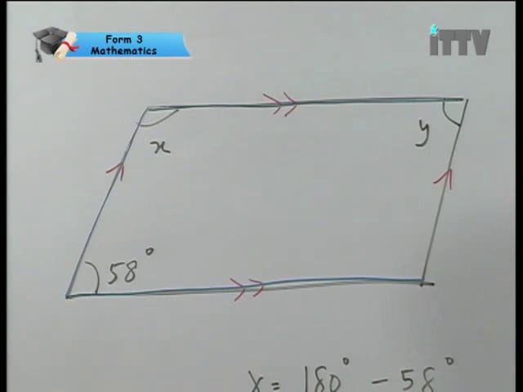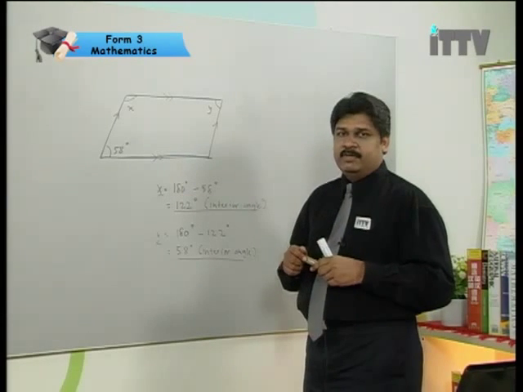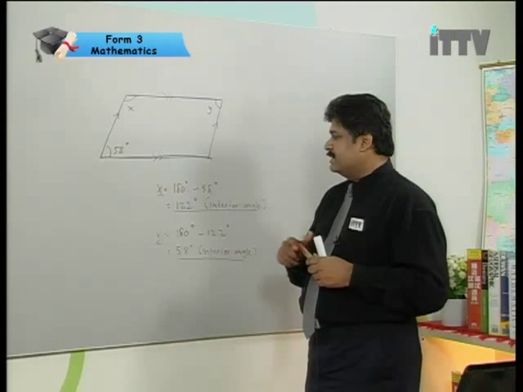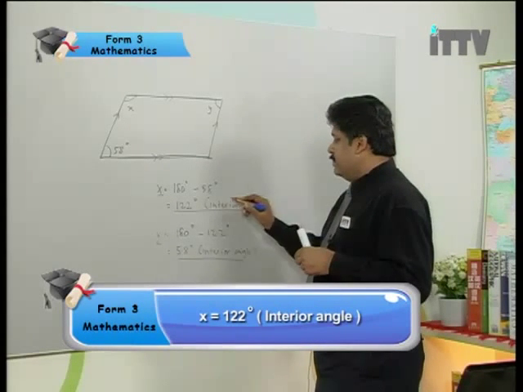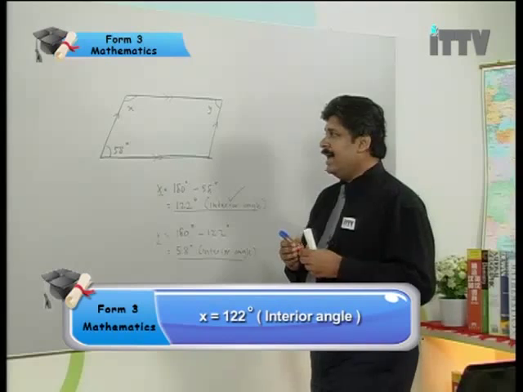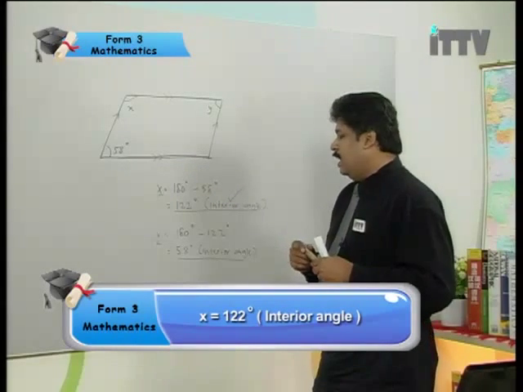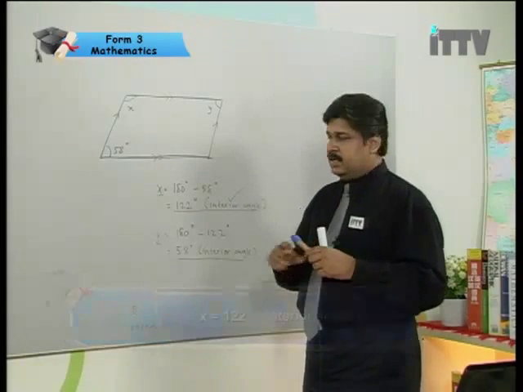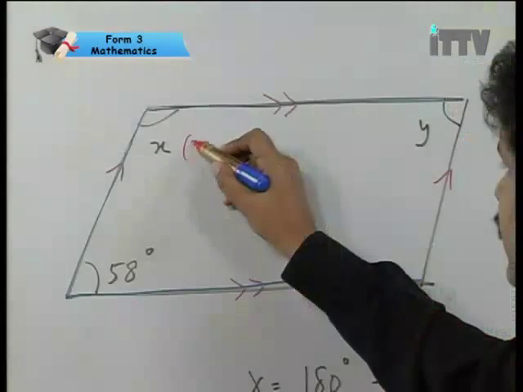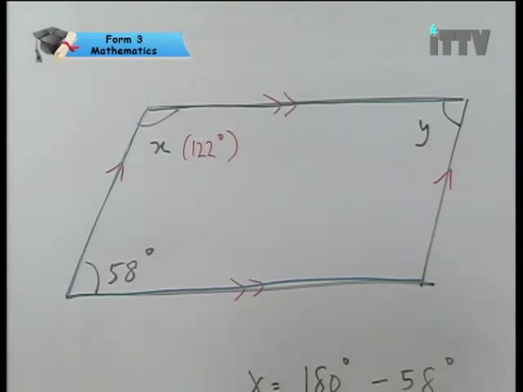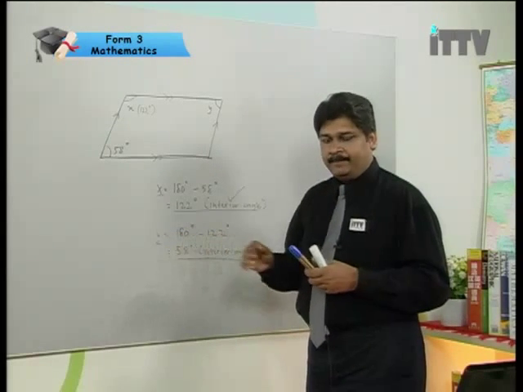As such, in order for me to obtain the value of x, I take 180 degrees minus 58 degrees. I have 122 degrees. Reason being both x and 58 are interior angles. That is how I obtain the value of x. X being 122 degrees.